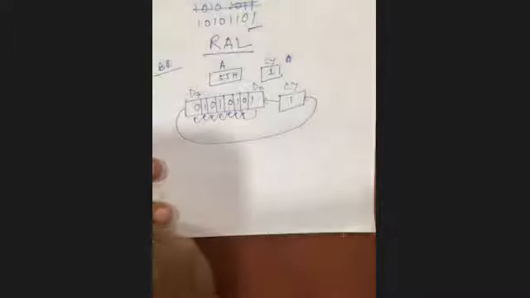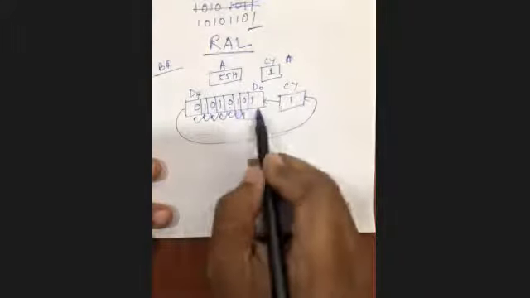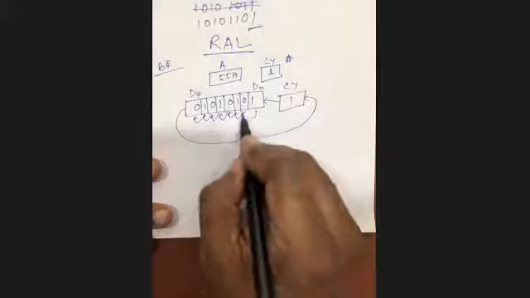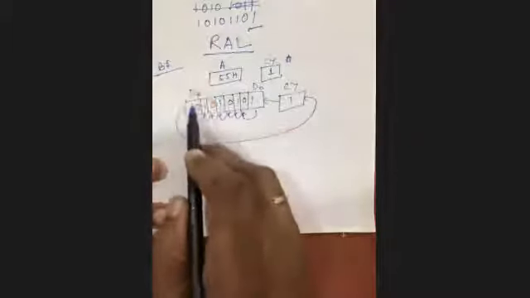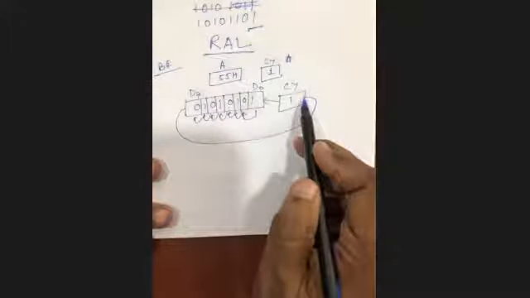Is it clear? Just the reverse of the previous. All the bits will be shifted from right positions to left positions. The D7 bit content will be copied into the carry flag, and the content of the carry flag will be copied into the D0 bit.